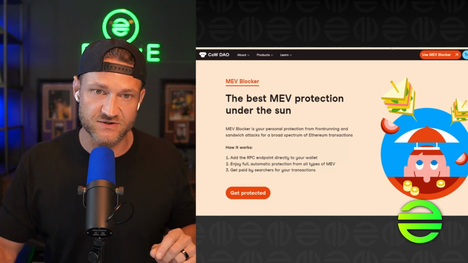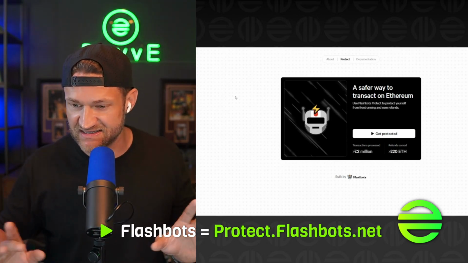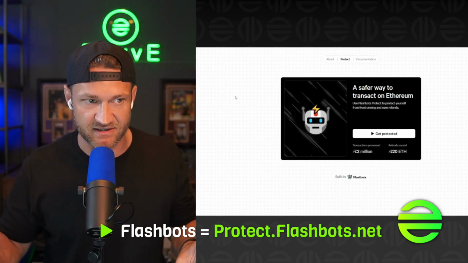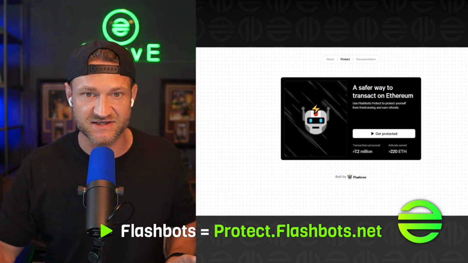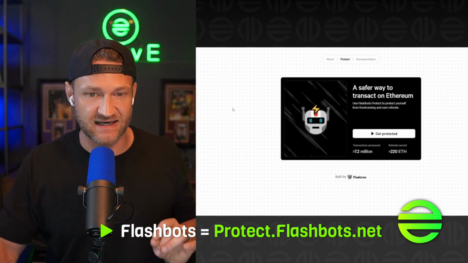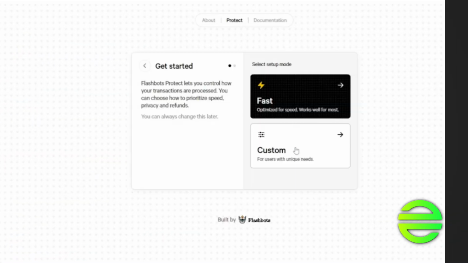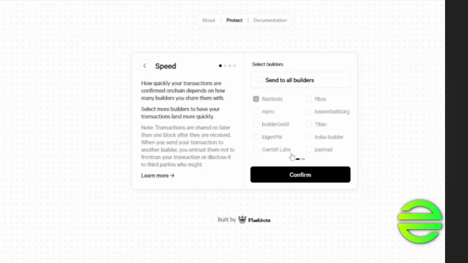The other way is going to be something called flashbots.net. Now, flashbots.net is the OG. They're kind of the originator. I like Flashbots a lot. So the URL that I'm on right now is protect.flashbots.net. When you go here, you're going to click this little get protected button, and you have a couple different ways you can do this. You can do it fast if you want to optimize for speed, or you can do custom. I'm just going to do custom real quick to kind of show you what you can do.